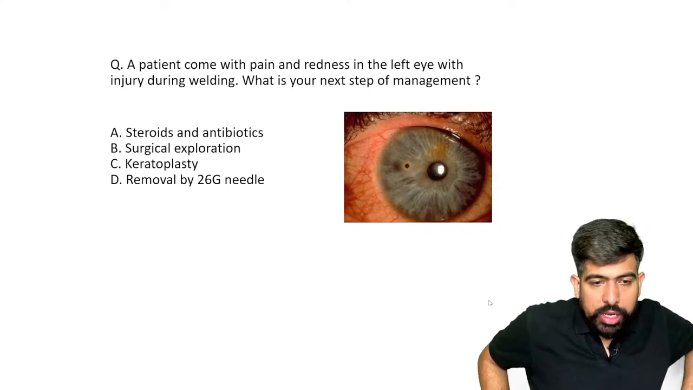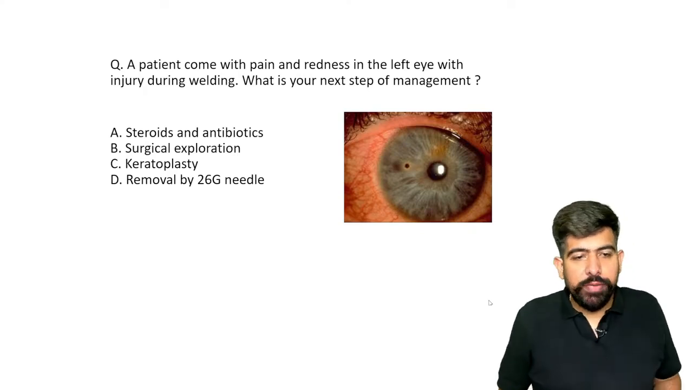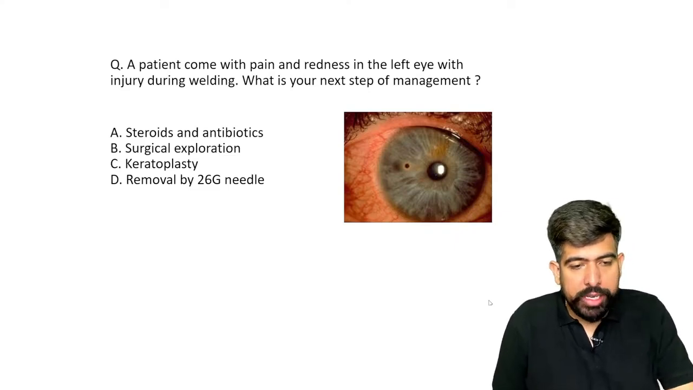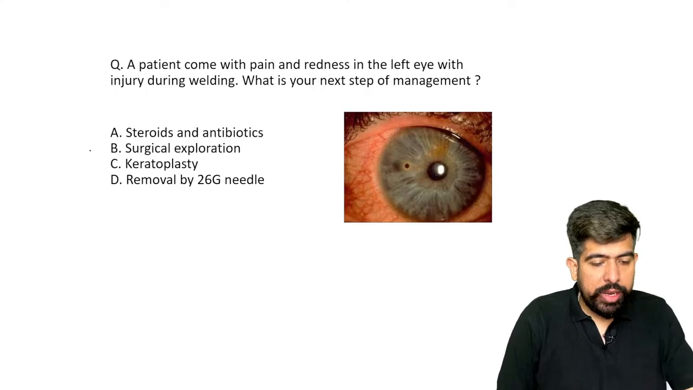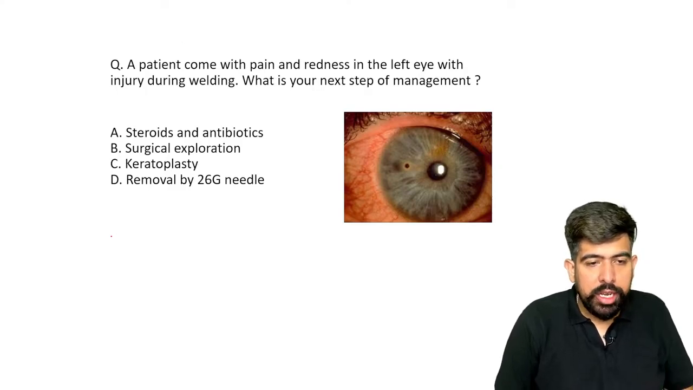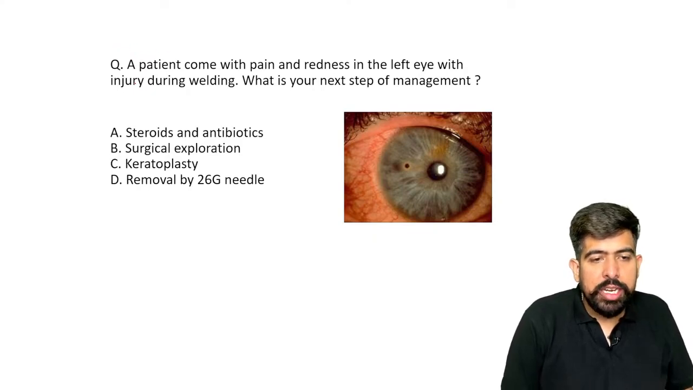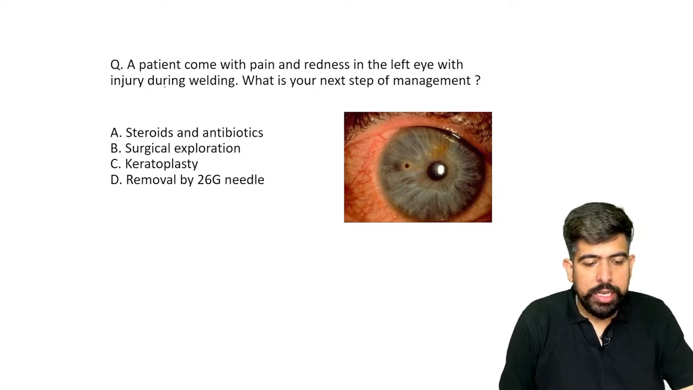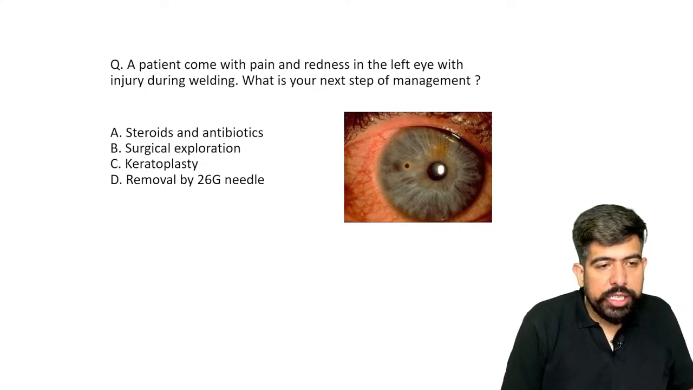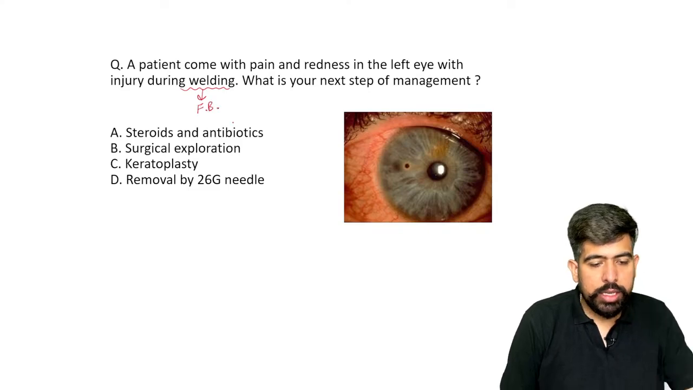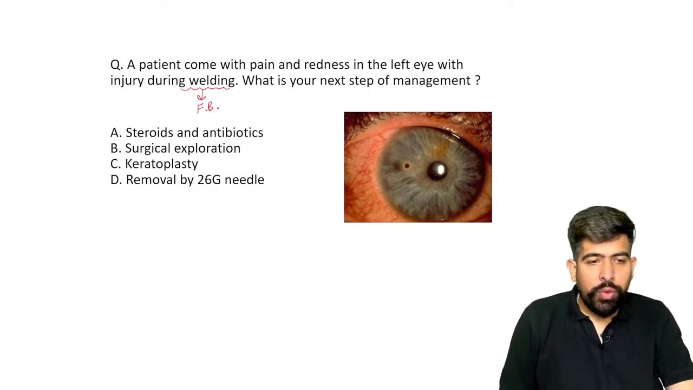Guys, listen to this part. The question clearly mentions a patient comes with pain and redness in the left eye with an injury during welding. It means there is a foreign body. First of all, you have to identify what we have here: an injury with welding. It means the patient is having a foreign body. It is sure, right?